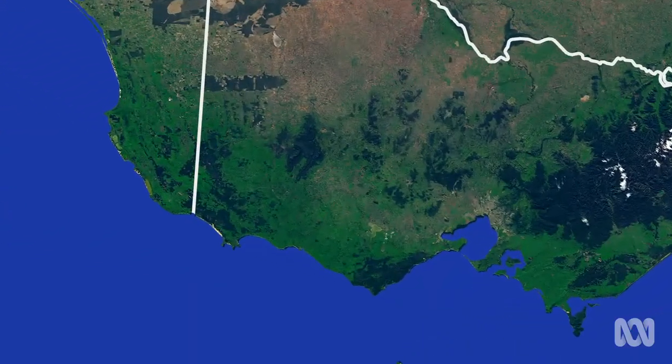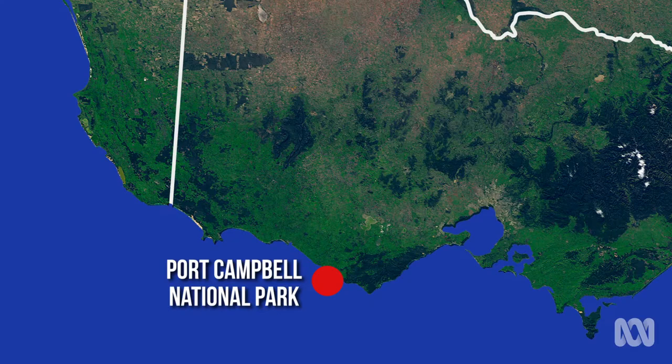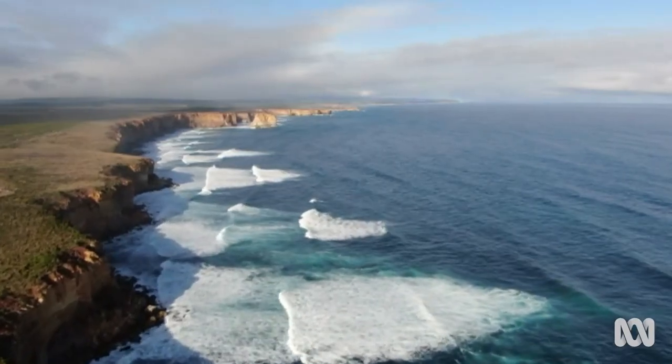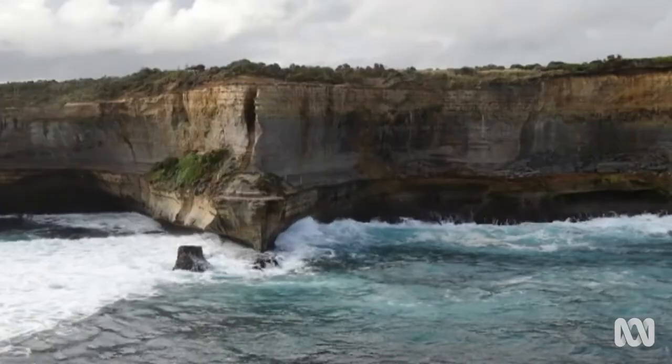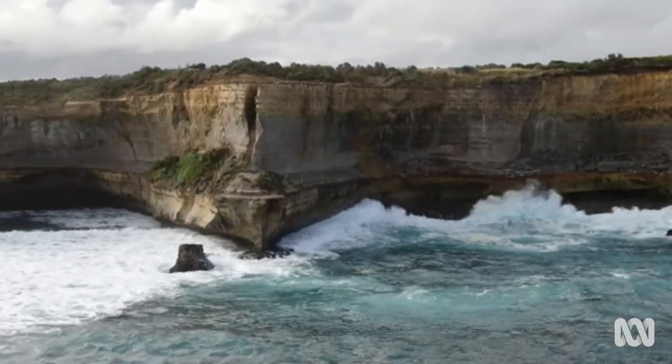On the southeast coast of mainland Australia, we find Port Campbell National Park. It sits along some of the most rugged coastline on Earth, and it's found on the traditional lands of the Eastern Maar peoples.